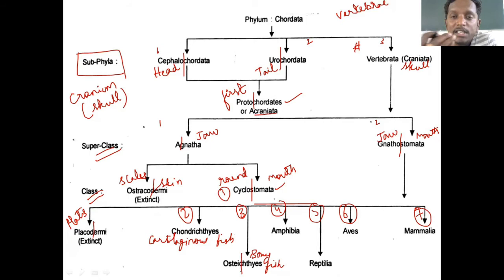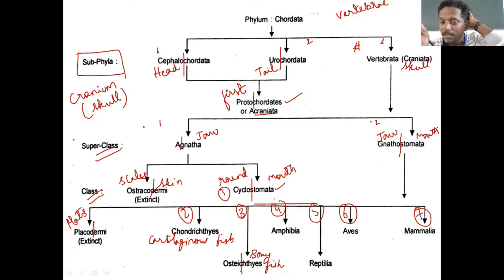See, we eat katla fish, rohu fish and all, right? We get pierced with a thorn. It is actually not a thorn. Yes, it is a little sharp, but they are bones. Okay, so Chondrichthyes and Osteichthyes.